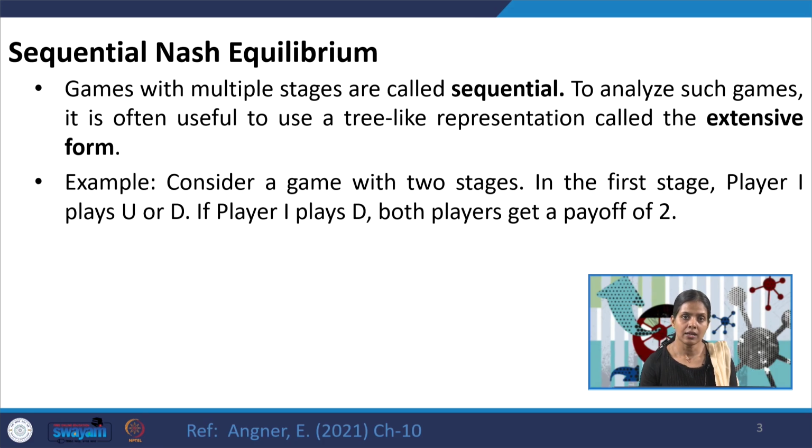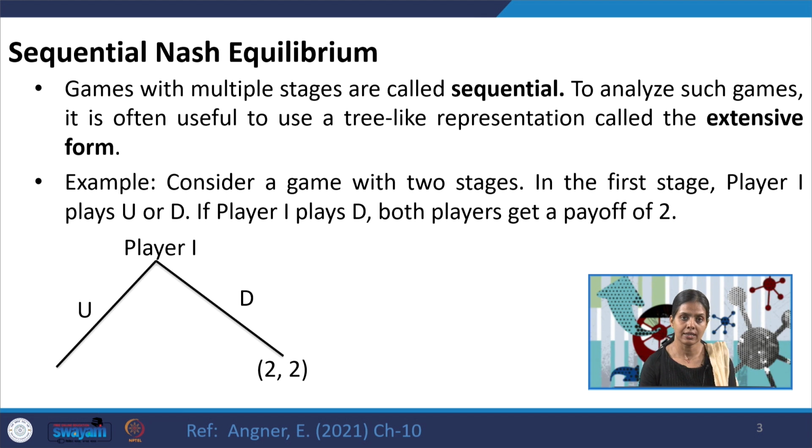Let us consider a game with two stages. In the first stage, player 1 plays U or D. If player 1 plays D, both players get a payoff of 2. So, this is how we can write the game. This is the move of only player 1. He has two options, U or D. If player 1 plays D, then the game ends there and both players get a payoff of 2.